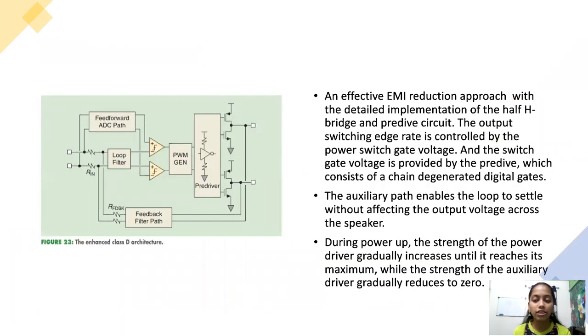An effective EMI reduction approach is shown with the detailed implementation of the half H-bridge and a pre-driver circuit. The output switching edge rate is controlled by the power switch gate voltage, and the switch gate voltage is provided by the pre-driver, which consists of a chain of degenerated digital gates. The auxiliary path enables the loop to settle without affecting the output voltage across the speaker. During power up, the strength of the power driver gradually increases until it reaches its maximum, while the strength of the auxiliary driver gradually reduces to zero.